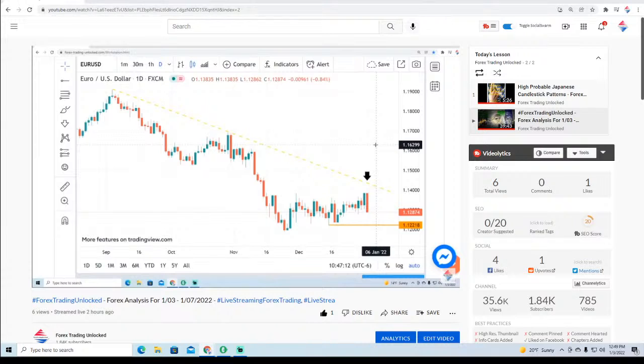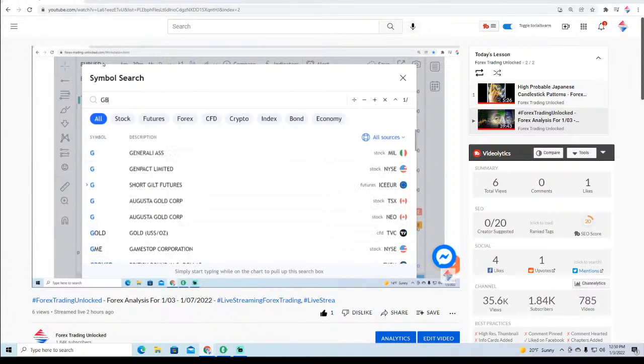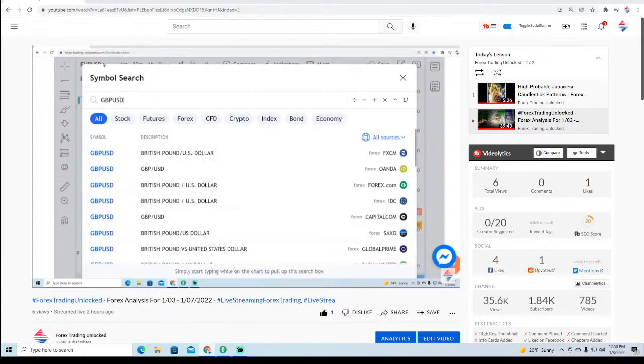So that's why I don't think you're going to have an exacerbated sell-off with the euro, because the dollar is going to be taking some pressure from those things that are happening. But right now, currently, as you can see, we are just off the lows. Euro US dollar is bearish. So let's go to the British pound US dollar.